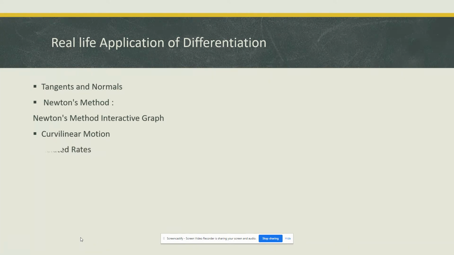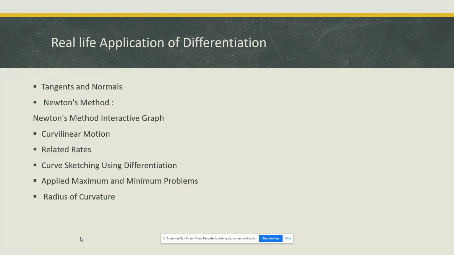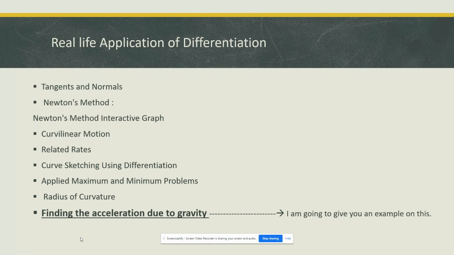Number 4, related rates. Number 5, curve sketching using differentiation. Number 6, applied maximum and minimum problems. Number 7, radius of curvature. And the one that I'm going to give you a presentation about, or a brief explanation, is finding the acceleration due to gravity.